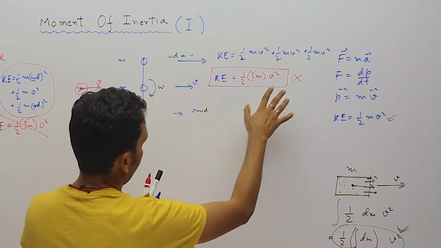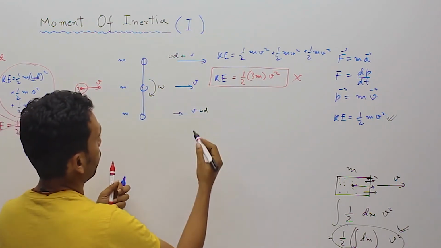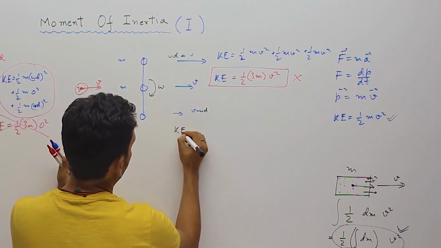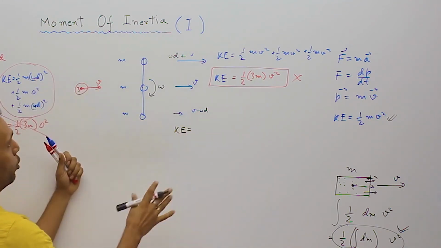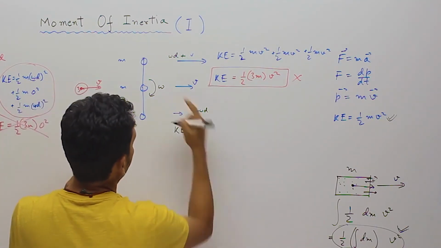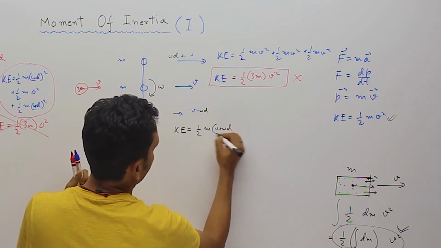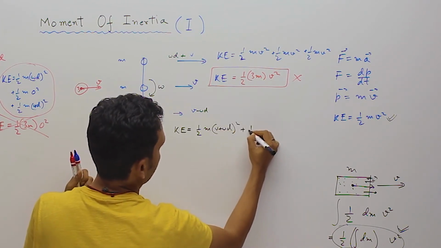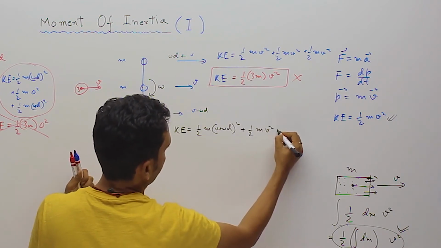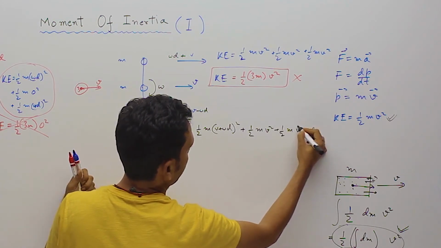I hope you have understood that if I do the careful approach, I am going to get another answer which is not going to be that, and I have emphasized that I am going to get an answer which is more than this. Let me see, do I get that or not? Half m for the top body, v plus omega d whole square, then half m for the central body, v square, plus half m v minus omega d the whole square.